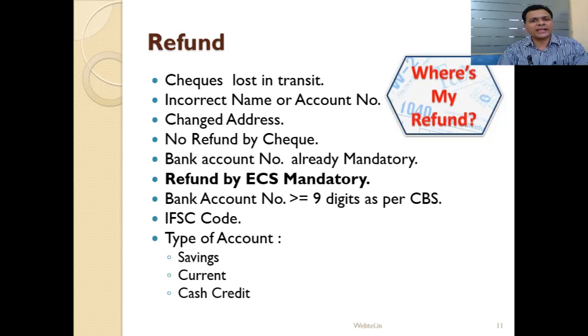All those issues were there, and that is why the department has taken this hard step wherein refund by ECS has been made mandatory, and for that it is mandatory for you to mention your bank account number, which should be minimum 9 digits as per the core banking solution of the bank. You have to mention the IFSC code instead of the MICR code, and also the type of account, that is whether it is savings, current or cash credit. So please take in advance all these details from your assessees.